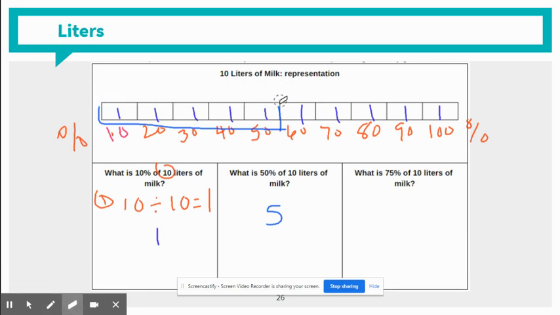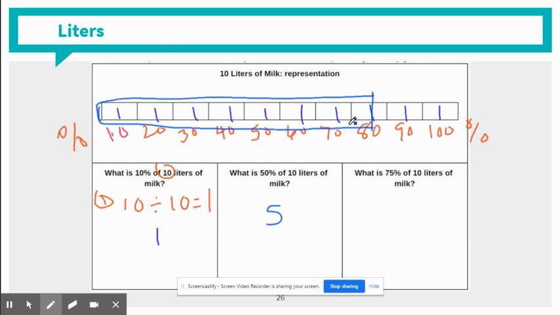Again, the next one says 10 liters, so I'm just going to leave that there. The next one says 10 liters of milk, so I don't have to divide into 10 again. I've already done that. They say 10, 10, 10. But now I need 75%. So let me go to my blue. I go to 70. 75 would be in the middle because half of 10 is 5. All right, and then I'm going to count. How many liters? 1, 2, 3, 4, 5, 6, 7, and then half of 1.